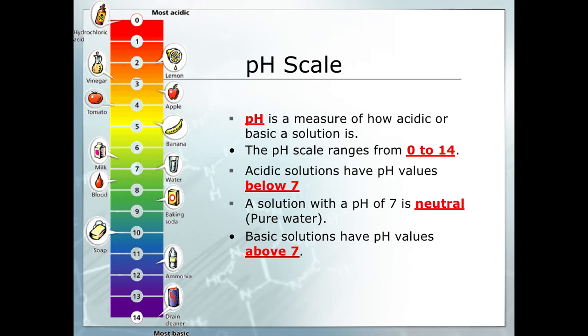So we can look at our pH scale on the left. So the higher up, we have values from 0 to 7 that are acidic, including things like tomatoes, lemons, hydrochloric acid. We have that water at exactly 7. And then from 7 to 14, we have our basic solutions. So those would be our soaps, baking soda, drain cleaner.